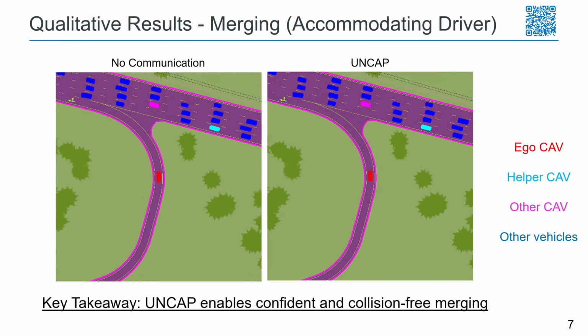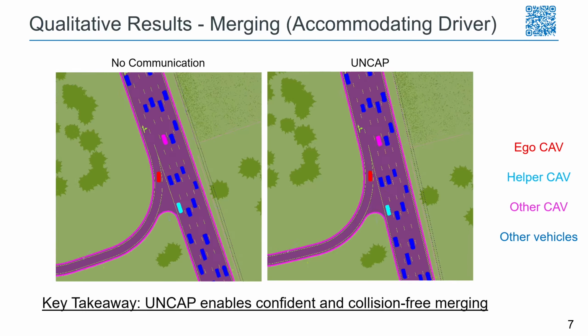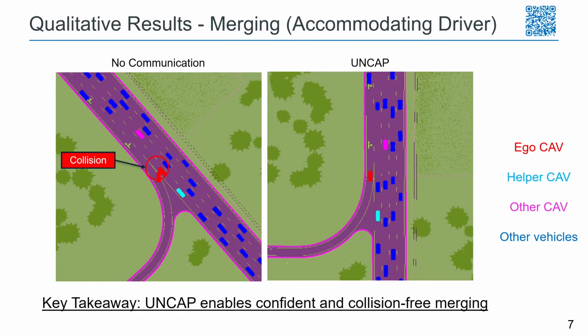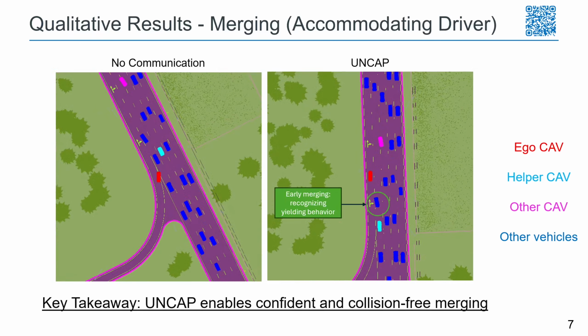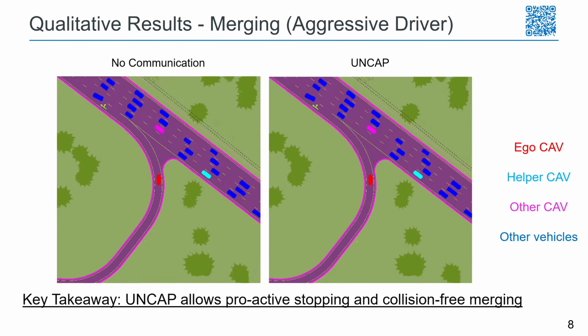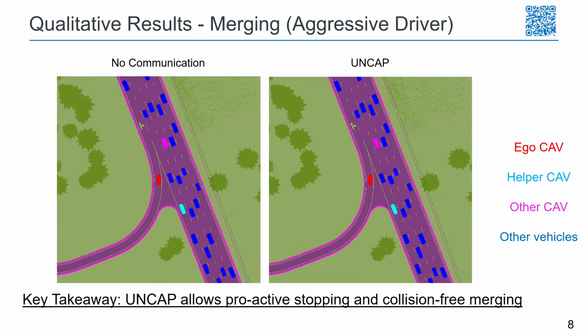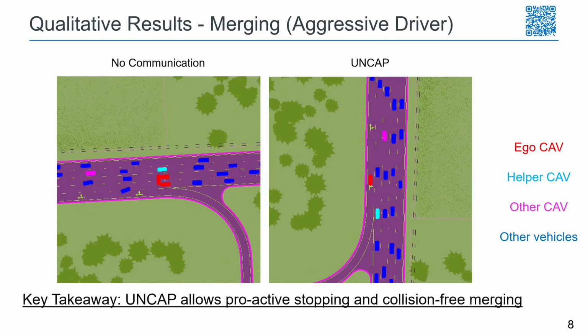While the ego vehicle is merging, if we have an accommodating driver, without communication, there can be a collision. However, with UNCAP, the ego vehicle recognizes yielding behavior as communicated by the helper CAV, enabling confident and collision-free merging. Similarly, an aggressive driver will result in the ego vehicle proactively stopping and a collision-free merging as depicted on the right.